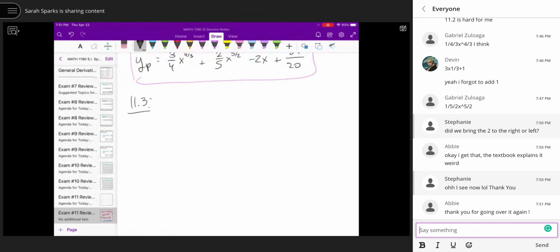Alright, so 11.3, they want us to find the sum of these summations. I don't know if these are technically Riemann sums or not, or if they're just summations.